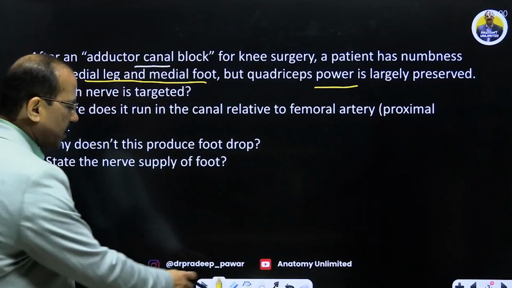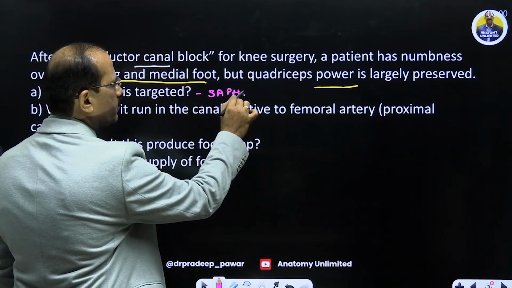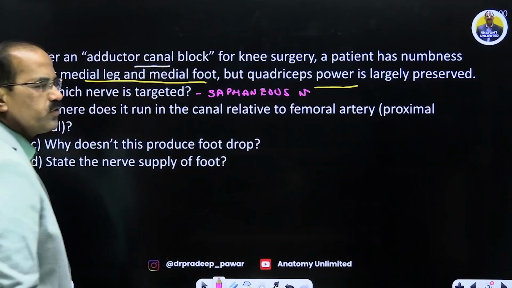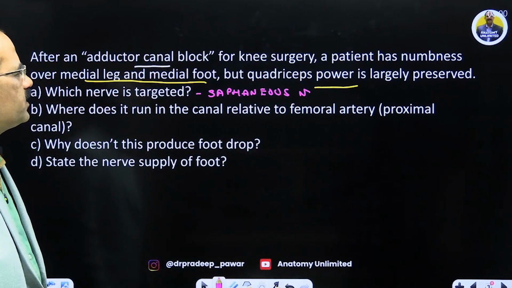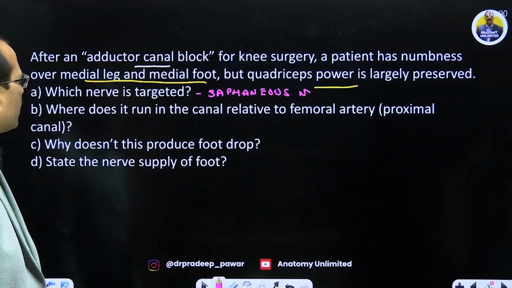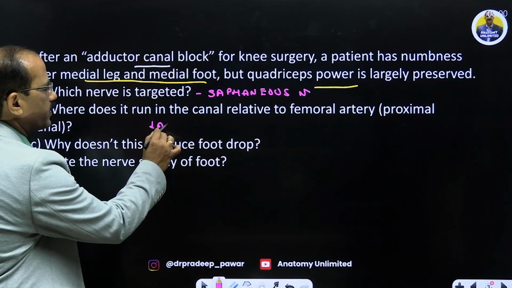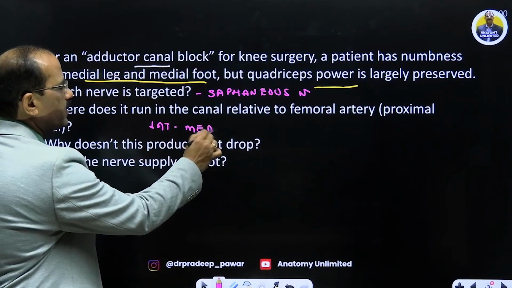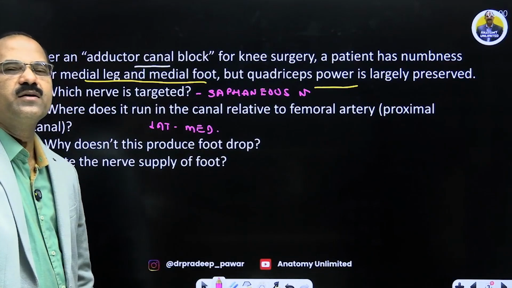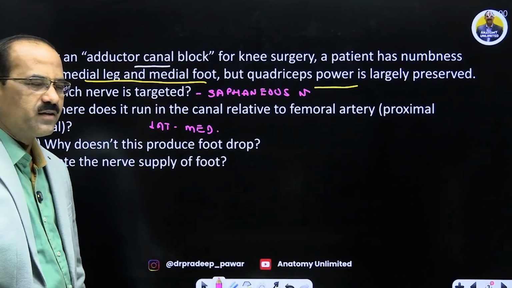Which is the nerve targeted? Can you tell me, which is the nerve targeted? That's the saphenous nerve, and that's a cutaneous branch of the femoral nerve, from the posterior division of the femoral nerve. Where does it run in the canal, relative to the femoral artery? It crosses the artery from the lateral to the medial side. In the femoral triangle, and then in the adductor canal, it is again crossing towards the medial side. And then it pierces the roof.